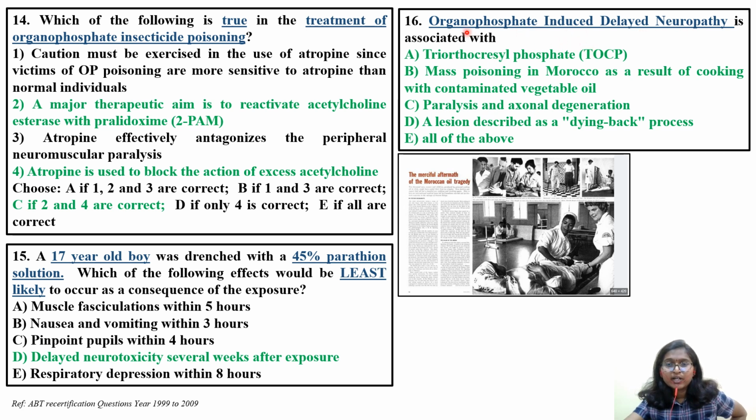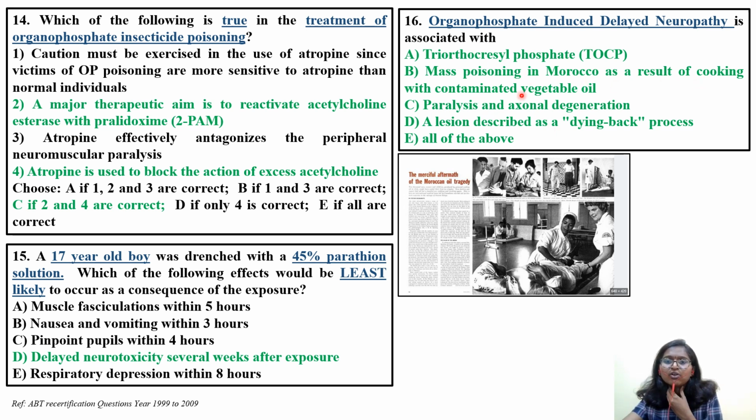that is organophosphate induced delayed neuropathy. One diagram I kept, OIDNP something like that, is associated with, all the options are correct. TOCP, which is an organophosphate which will cause delayed neuropathy. Mass poisoning in Morocco as a result of cooking with contaminated vegetable oil. So in these two historical incidents, you have to remember, one was Jamaican incident, ginger jack paralysis. Second one is mass poisoning in Morocco.